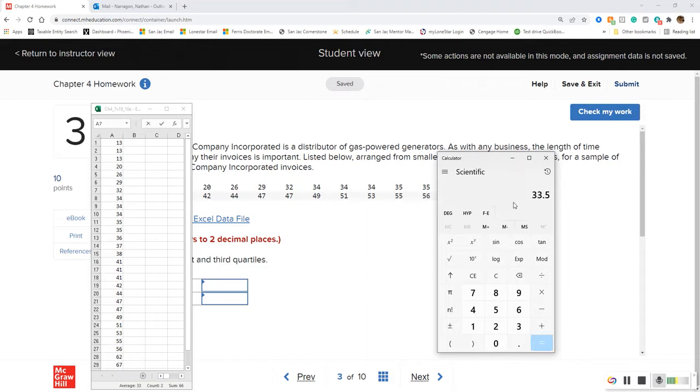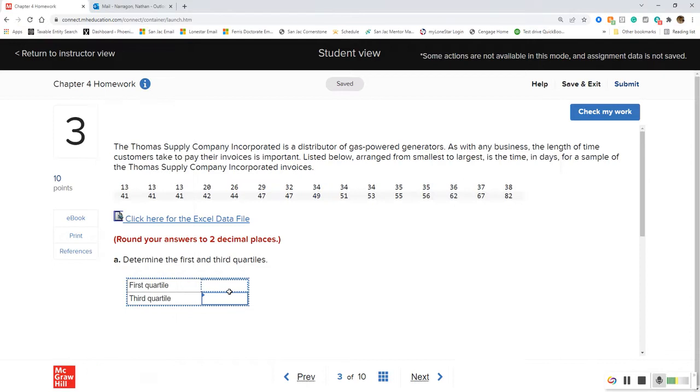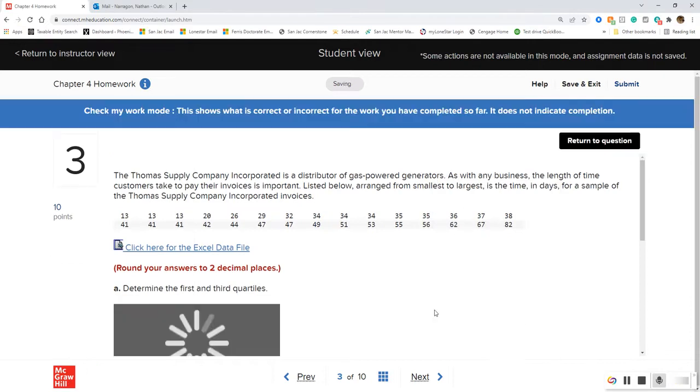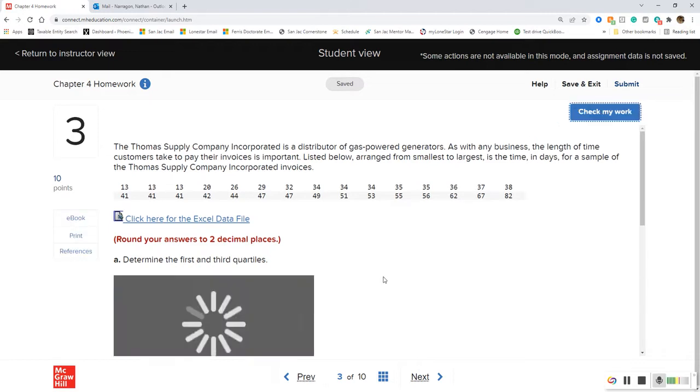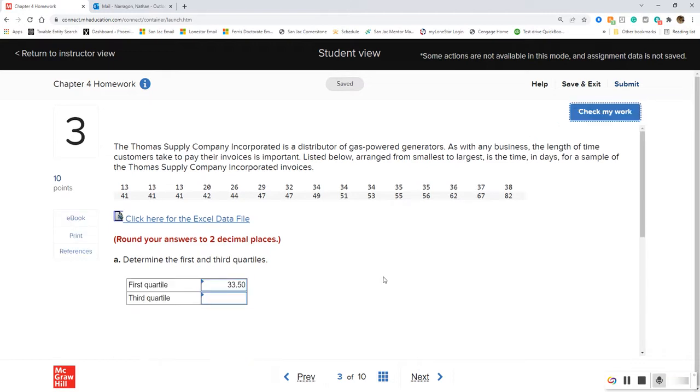And then add that to your lowest, 32. Apparently mine is 33.5. Let's make sure. Yep. So we found the first quartile. Now it's time to move to the third quartile. All right, not second, third.